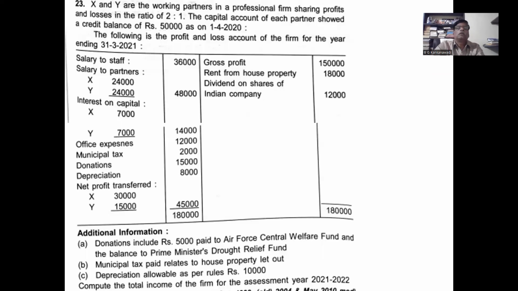Okay, today we see question number 23. In this question, X and Y are partners, working partners, in a professional firm. It may be a professional firm or a non-professional firm; for a firm, the same rule is applicable.